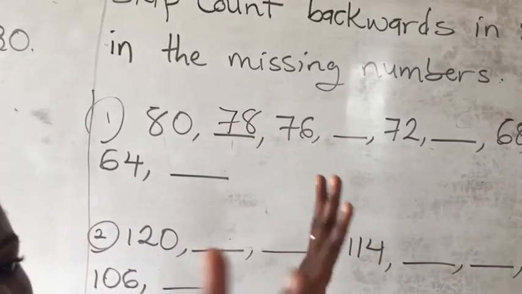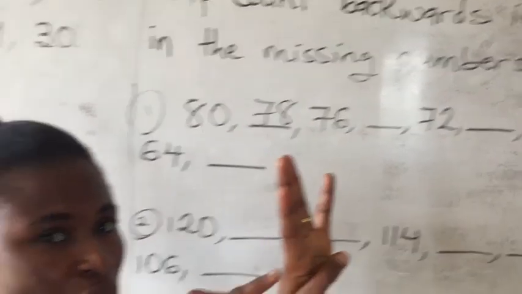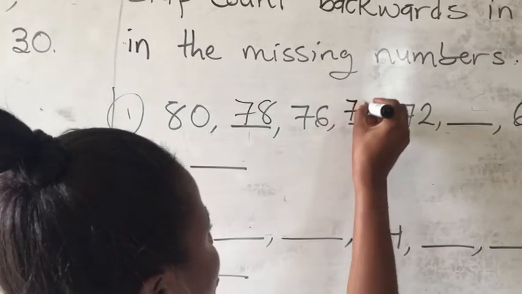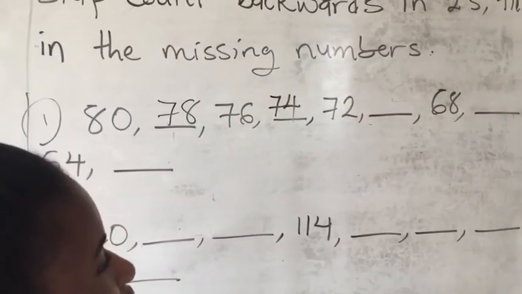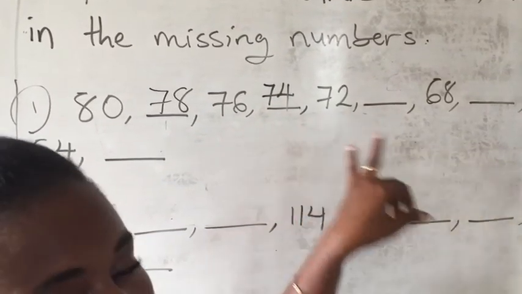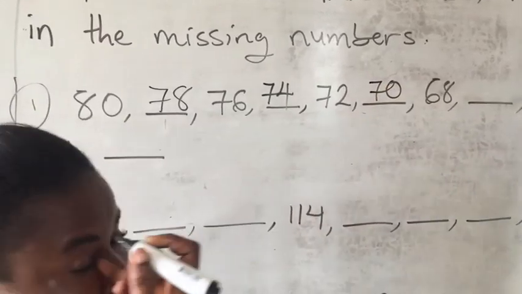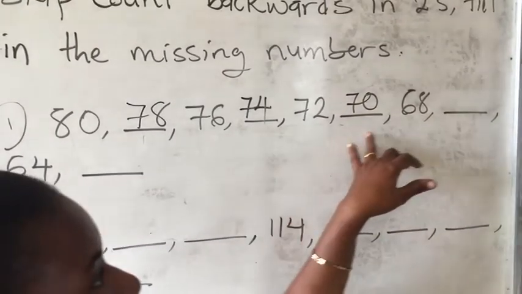So 8 minus 2, we have 6, so we have 76. 6 minus 2, we have what? 4. So the number will be 74. 4 minus 2, we have 2. We have 72 here. 2 minus 2 will give us 0. So the answer will be what? 70.